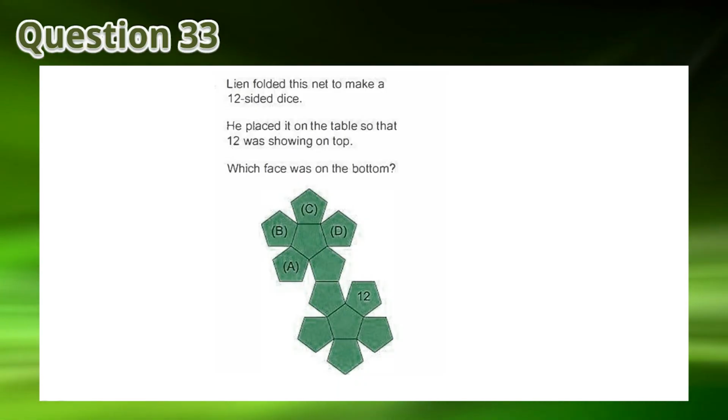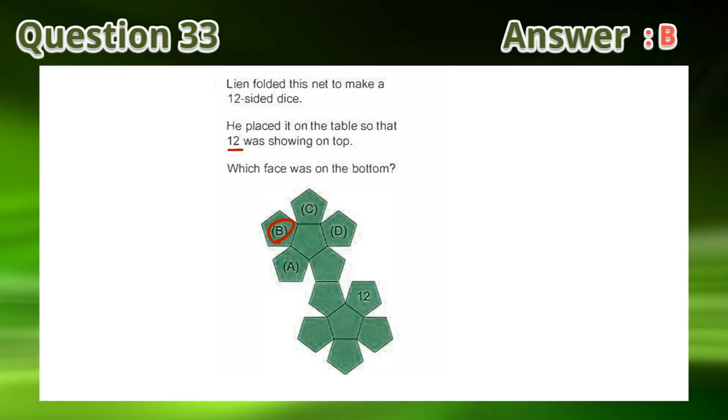We need to visually make these 12-sided dice in our heads. We can see that the face B is opposite the number 12, so the answer is B.